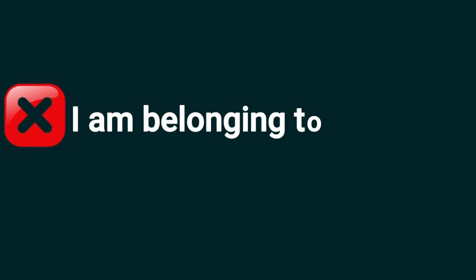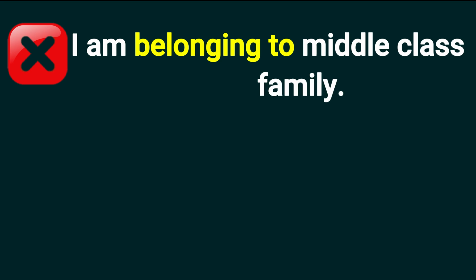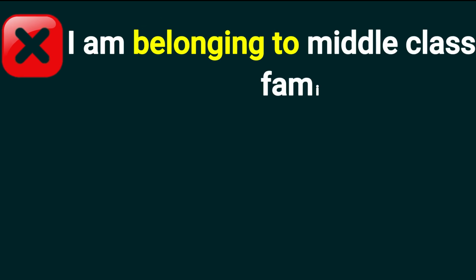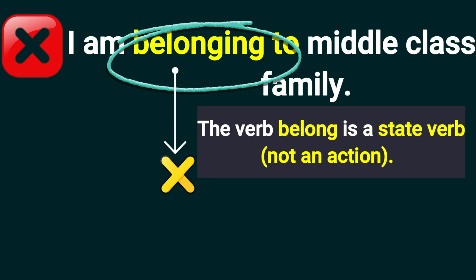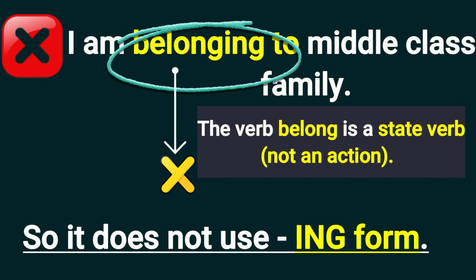Number 2. I am belonging to a middle class family. So let's find out the mistake. Here using of "belonging to" is wrong. So let's understand the reason. Using of "belonging to" is wrong because the verb belong is a state verb, not an action. So it does not use the ing form.